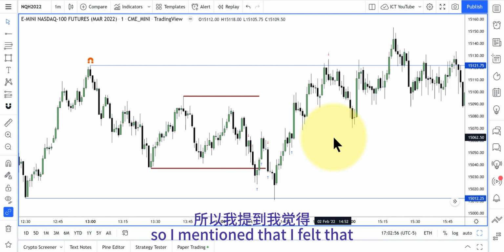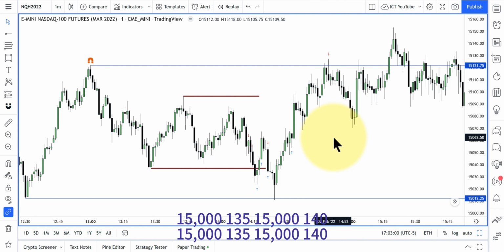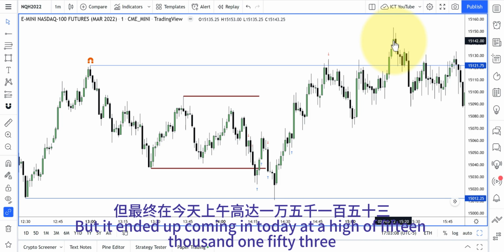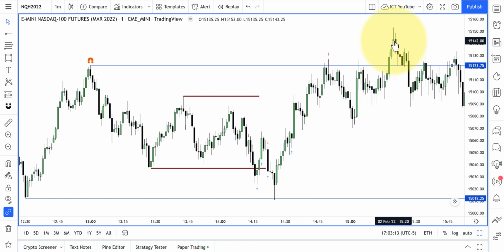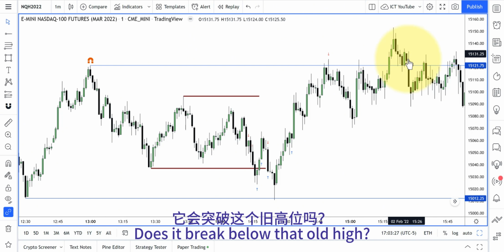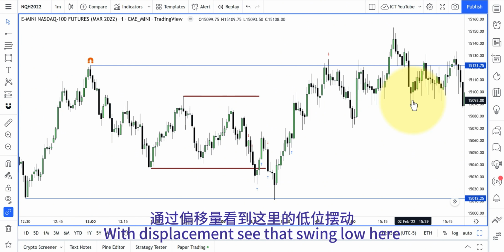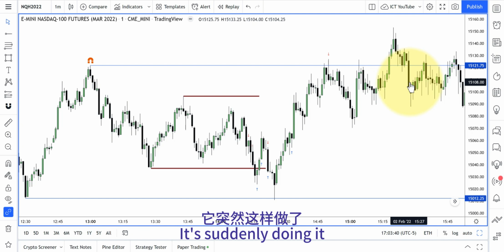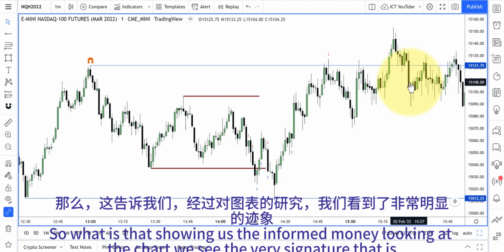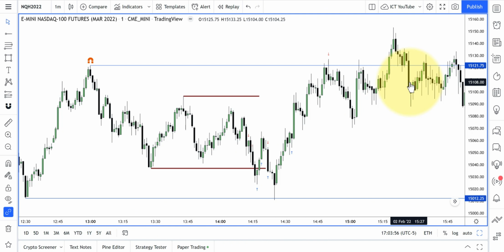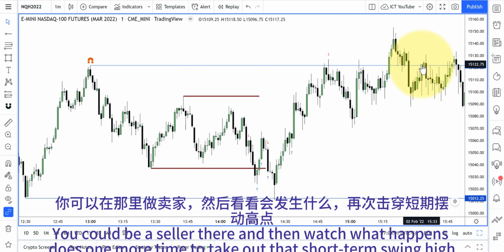So I mentioned that I felt that 15,135 to 15,140 could be swept, and maybe as high as 15,150. But I didn't think it was going to happen, but it ended up coming in today at a high of 15,153. Then we have a break. Now watch this, okay? Old high, we run above that. Does it break below that old high with displacement? See that swing low here? It breaks below it. This is not this very weak, anemic decline. It's suddenly doing it. So what is that showing us? The informed money looking at the chart, we see the very signature that is basically like a billboard sign flashing neon saying, we are about to go down. We are about to go down. Okay? So if it goes back up into this imbalance, which it does here, you could be a seller there. And then watch what happens.